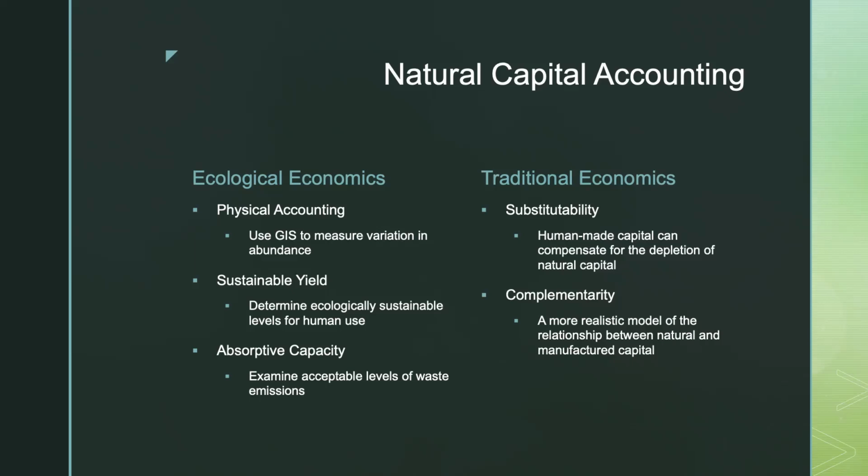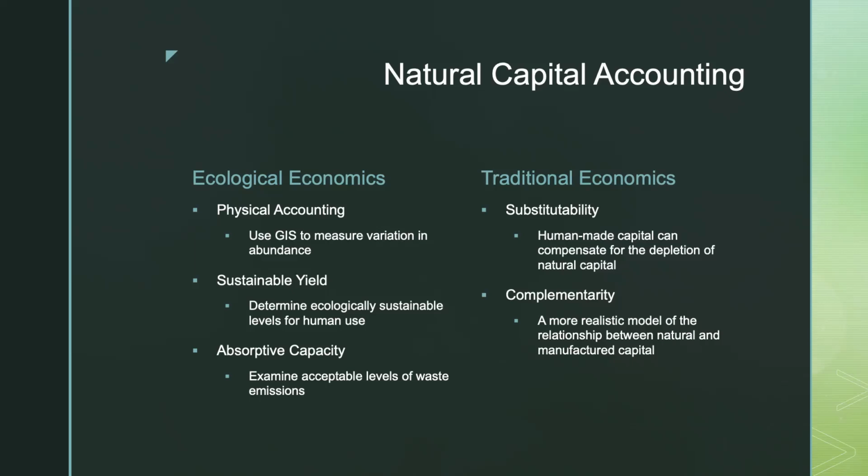So the difference here really is whether you believe that human-made capital is or is not substitutable for natural capital. Traditional economic models, Keynesian, Malthusian economics, would say that human capital is substitutable, that you could replace natural capital with manufactured things. And so therefore, the preservation of natural capital is not as important.